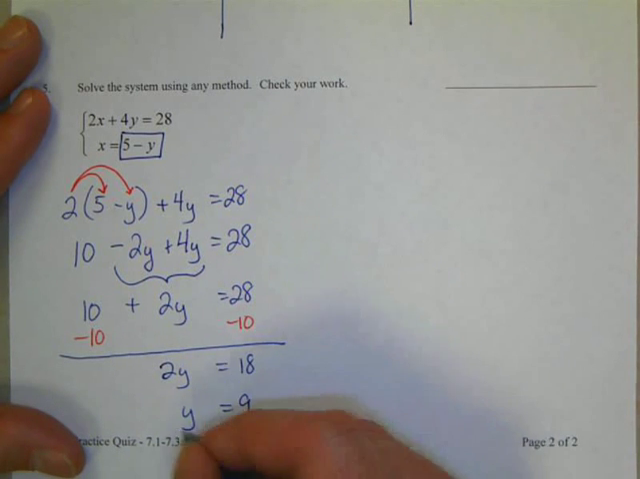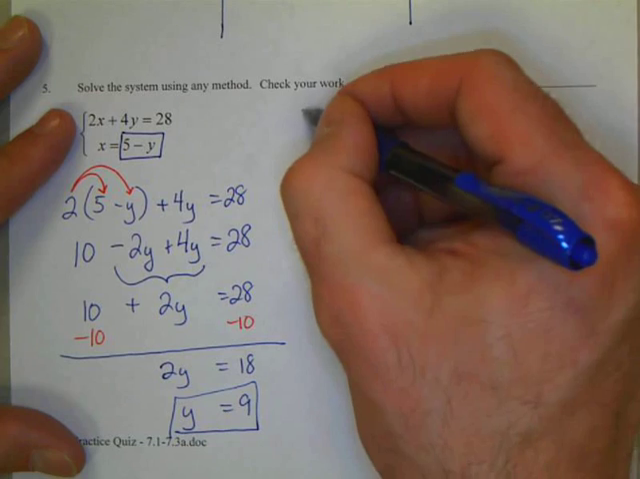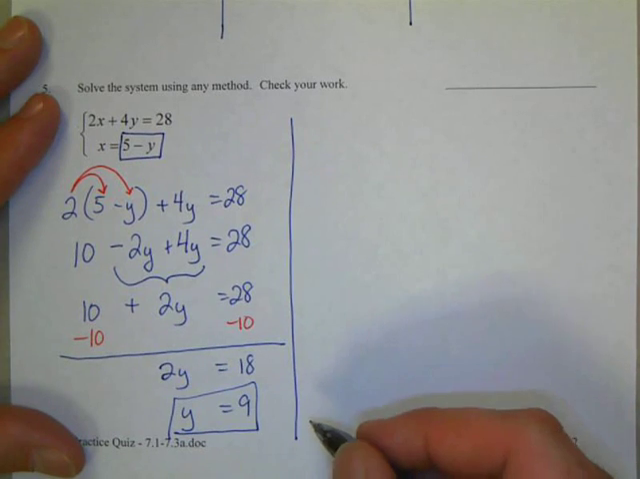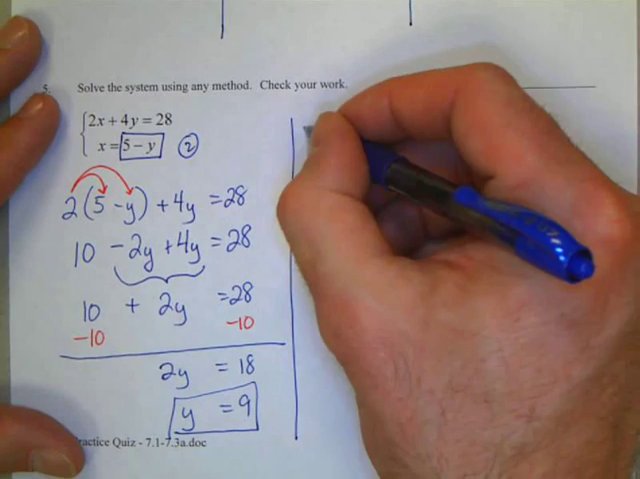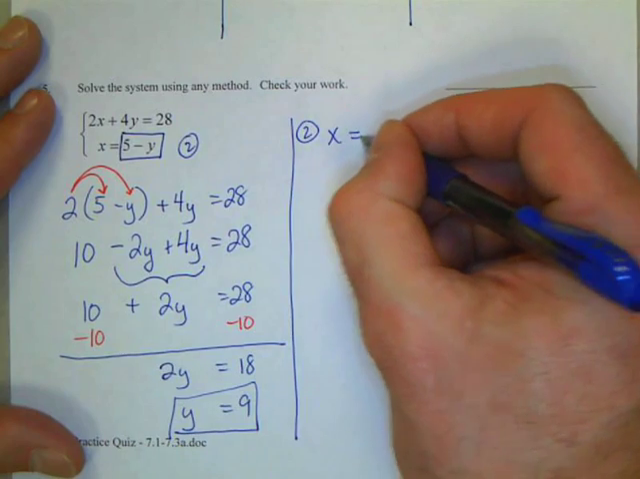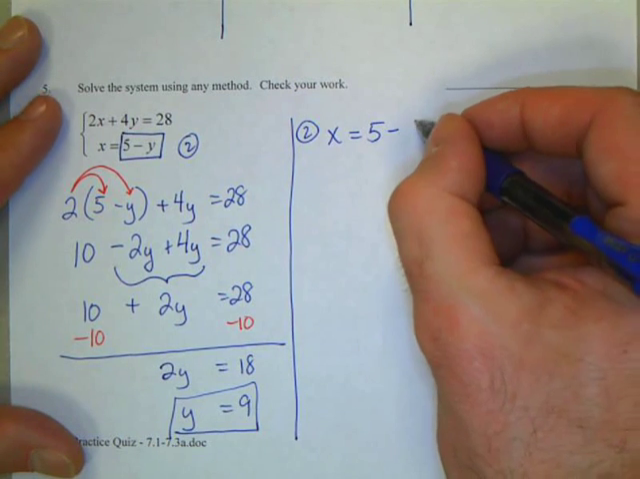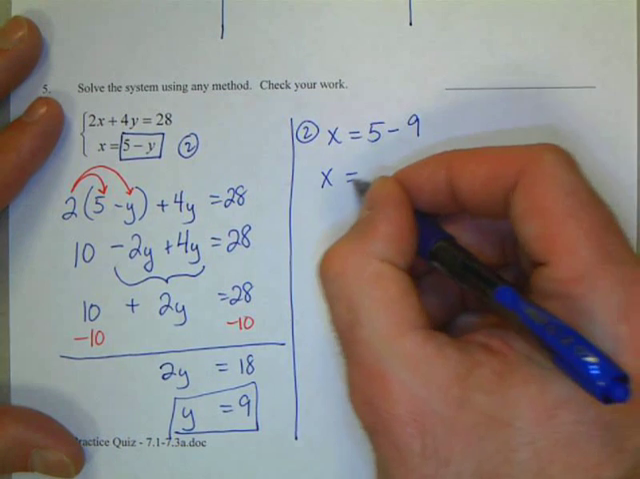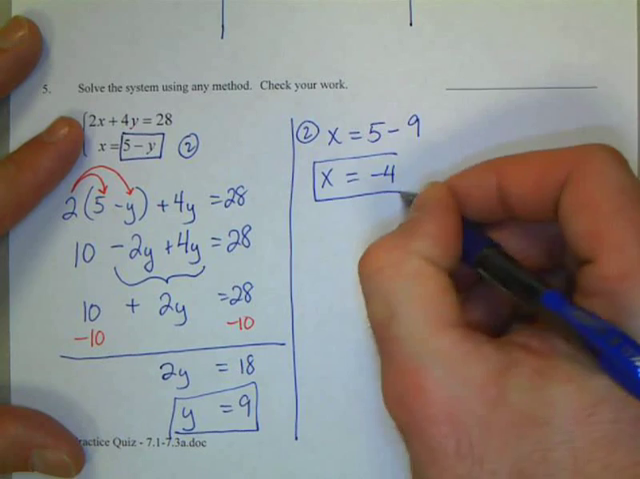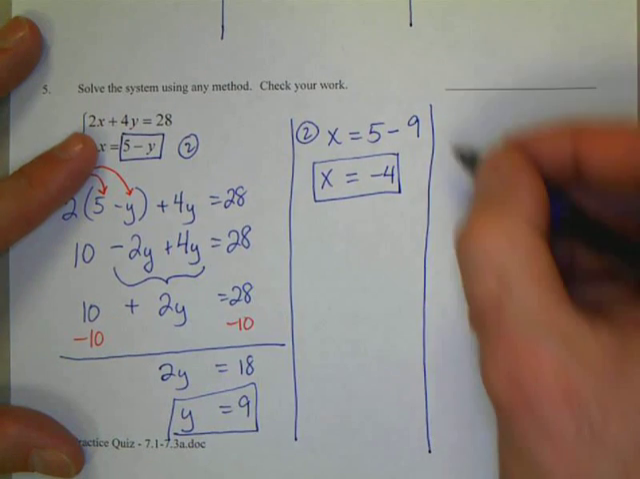I divide both sides by 2, and I get y equals 9. I take this answer and plug it back in. I'm going to use equation 2 because it's much easier. X equals 5 minus y, and y is 9. That means x equals negative 4. Fairly straightforward for the second part of the problem.